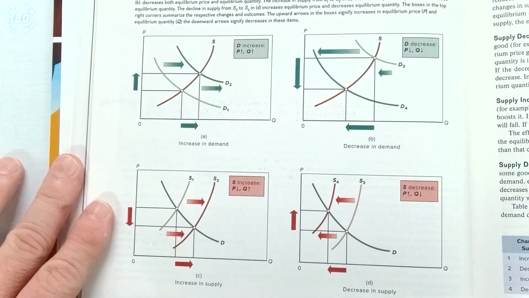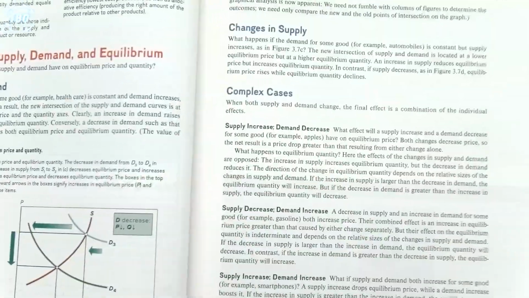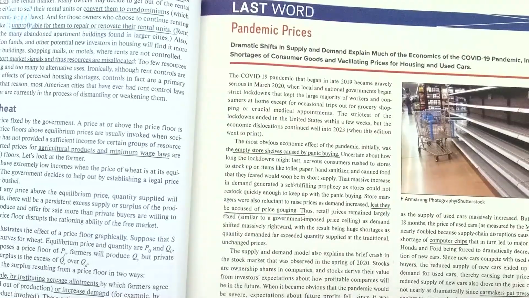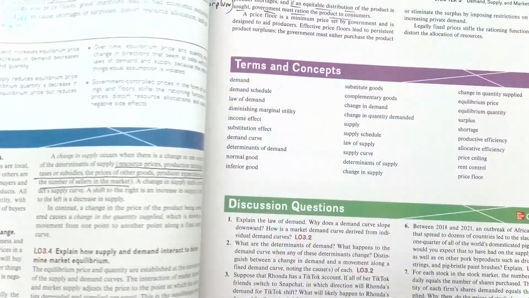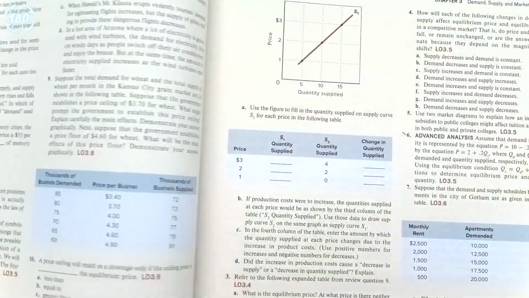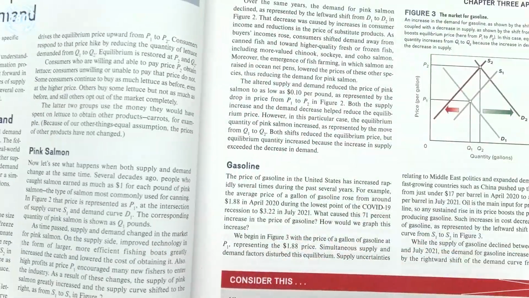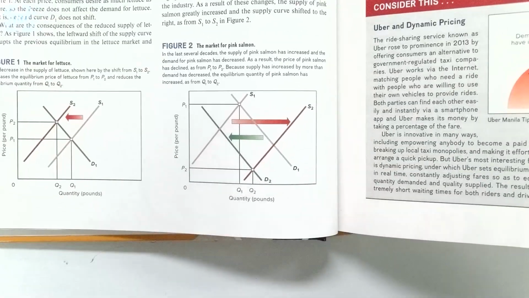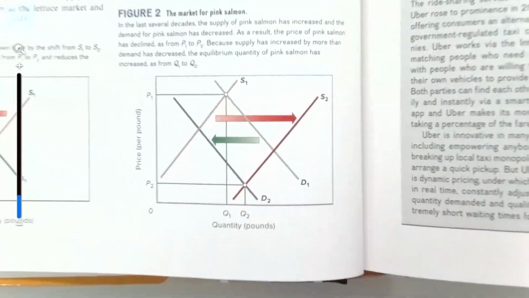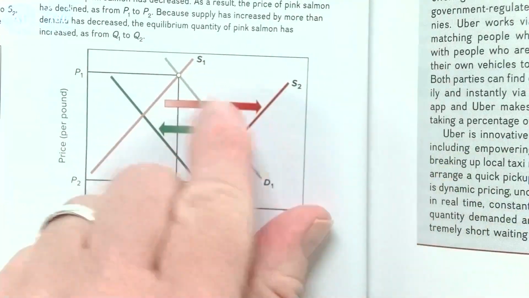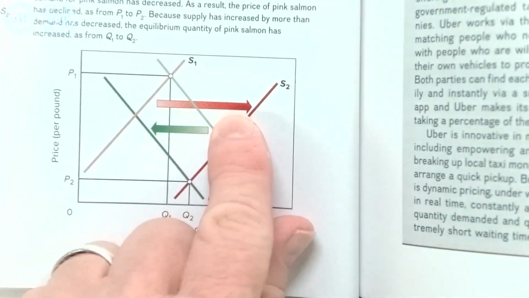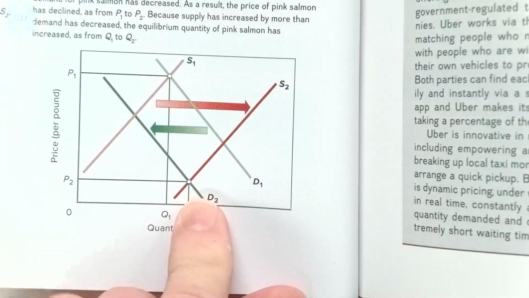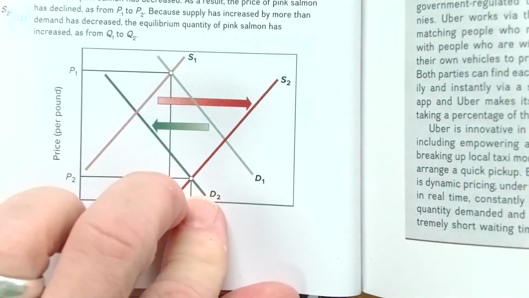Okay, now you get more complex cases. Your book talks about this, where you shift both curves, or wouldn't you know it? Okay, so they have some pictures of this in your text. Like here, you're going to see this market for pink salmon. Notice we have a couple things going on. You got a rightward shift in the supply curve and a leftward shift in the demand curve. That's going to affect market equilibrium.